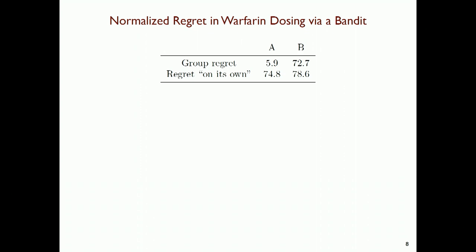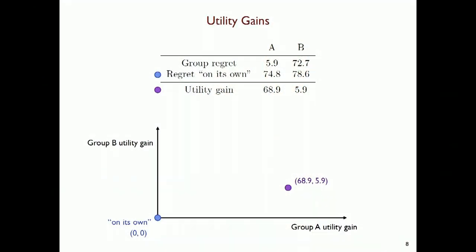So both groups benefited, right? But they benefited in a, by the way, all my animations are broken for some reason, so I apologize for the jumpiness of this. Anyways, they both benefited, but the extent of the benefit is quite different across these two groups, right? Group A's reduction in regret was, let's call it 70, right? 70 units of regret. Group B's reduction of regret was 6, okay?